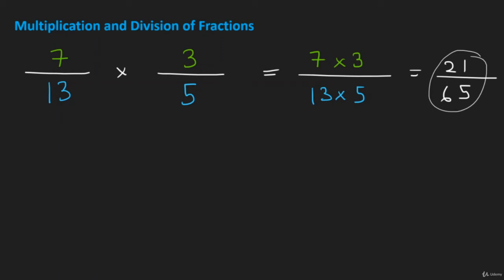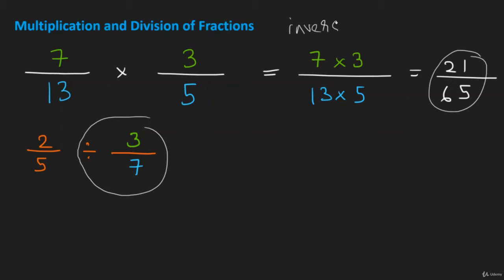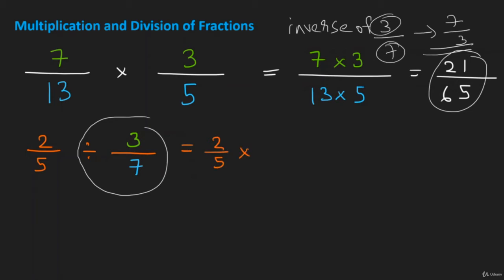Alright, let's try a division problem. If you want to do 2 by 5 divided by 3 by 7, right? In this case, instead of dividing with 3 by 7, you can multiply with the inverse of 3 by 7. The inverse of 3 by 7, let me write that over here, will be 7 by 3. So you interchange the numerator and the denominator and you get the inverse. So instead of dividing with 3 by 7, you can multiply with 7 by 3. So I can write this as 2 by 5 into 7 by 3.